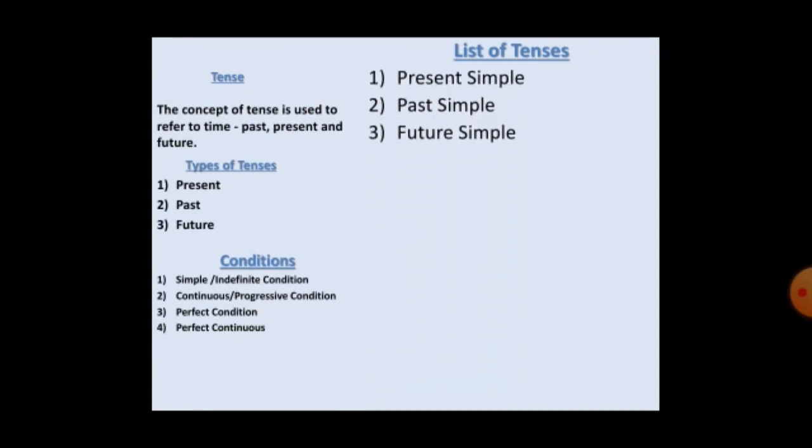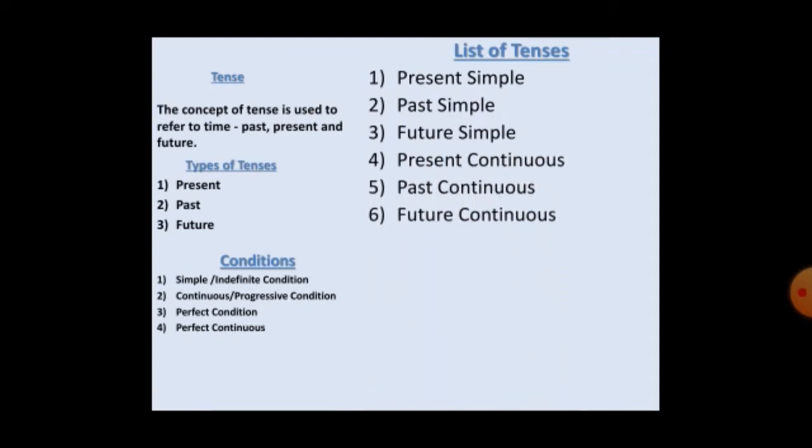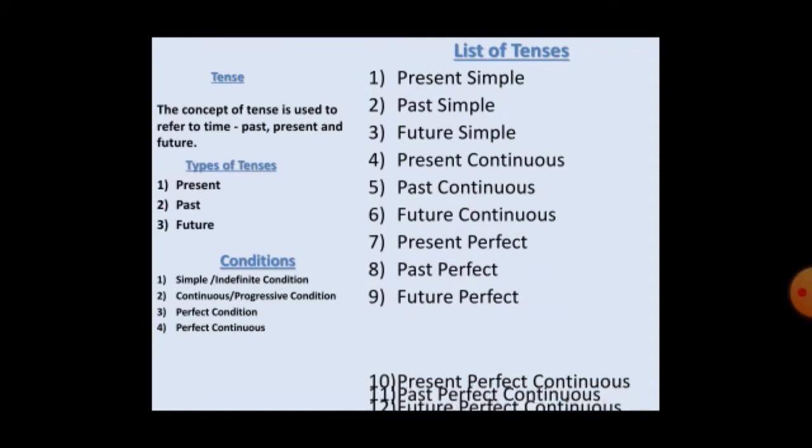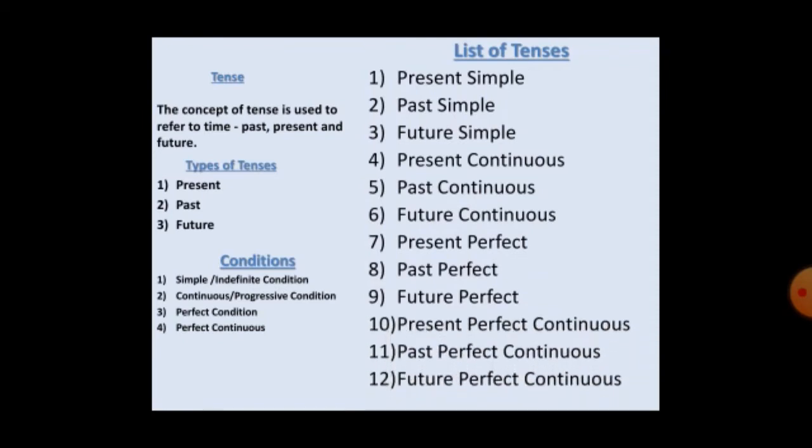So here comes the list of all the tenses. In simple we have present simple, past simple, future simple. In continuous we have present continuous, past continuous, future continuous. In perfect tenses we have present perfect, past perfect, future perfect. And in perfect continuous we have present perfect continuous, past perfect continuous and future perfect continuous.